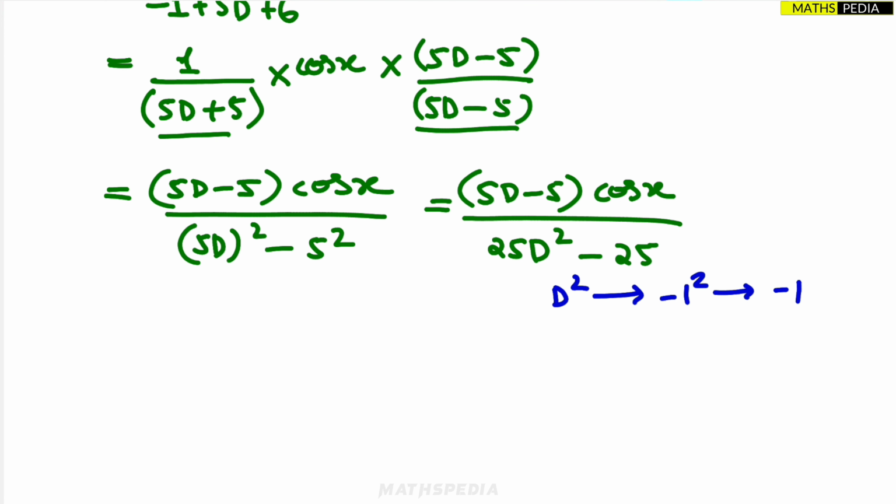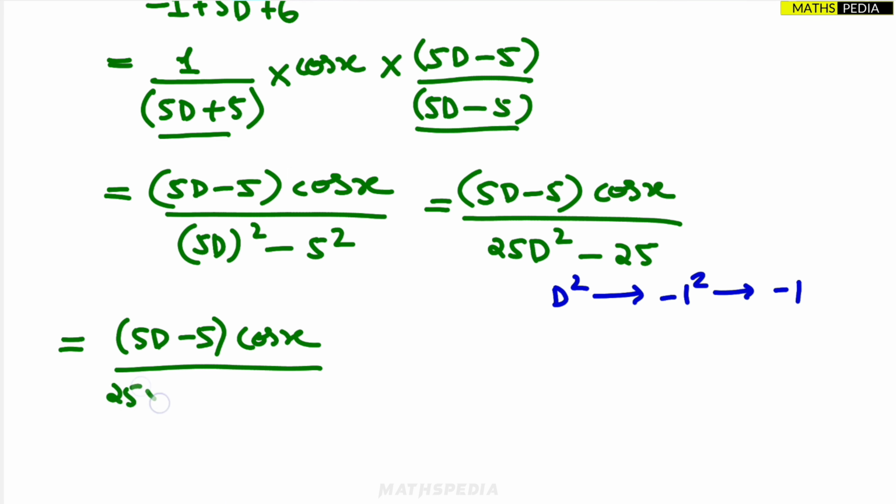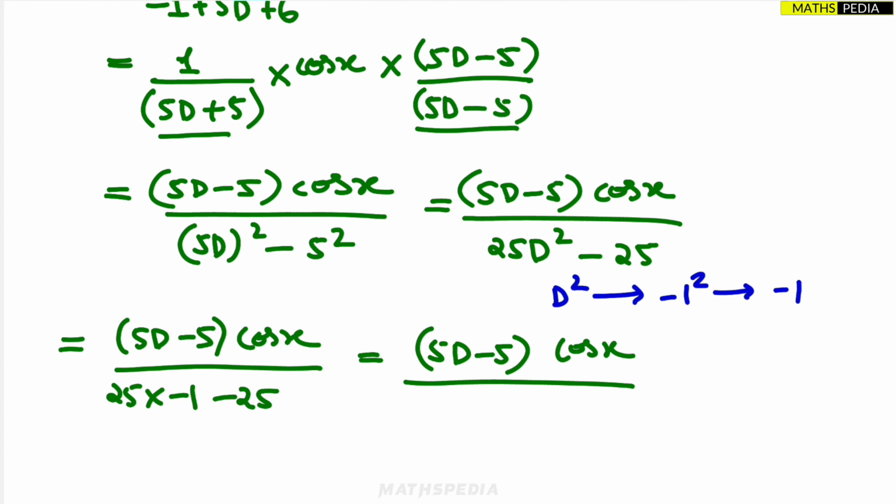Now you'll ask me, what about the d that has come in the numerator? What are you going to do? We'll see. So it will be 5d minus 5 into cos x whole divided by 25 into d square, which has come as minus 1, minus 25. So it will be 5d minus 5 into cos x divided by minus 25 minus 25. What is minus 25 minus 25? I will write directly, it is minus 50.